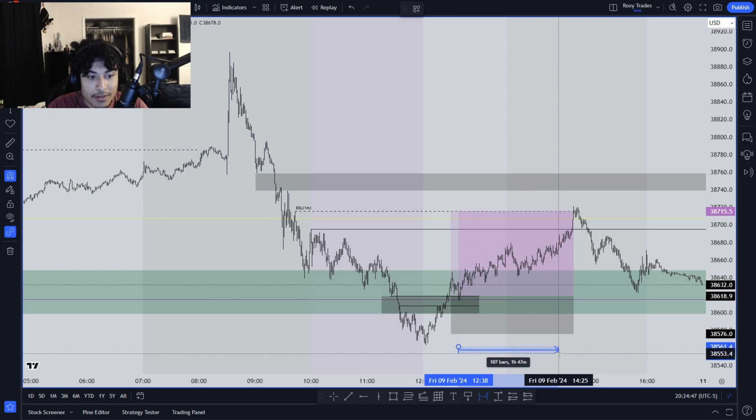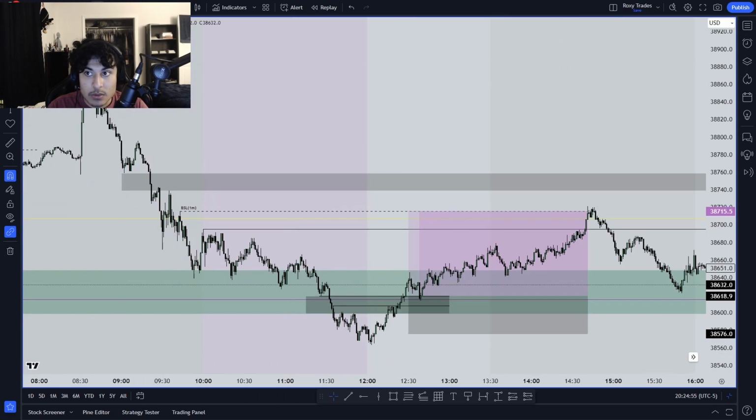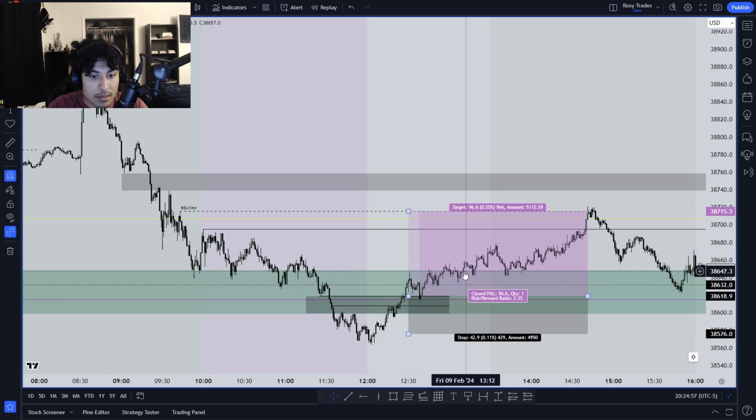I'm fully transparent. Right here I exited. So 2 hours and 3 minutes. That is a very long trade. I did hold this one, and I didn't use any 1-minute confluences to move my stop loss, because if I did, I would have got stopped out.